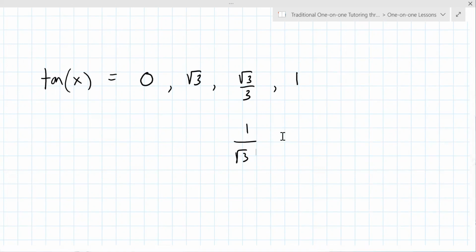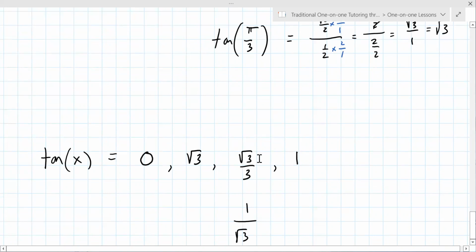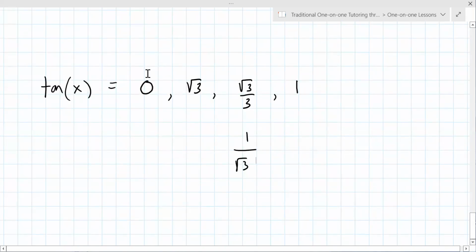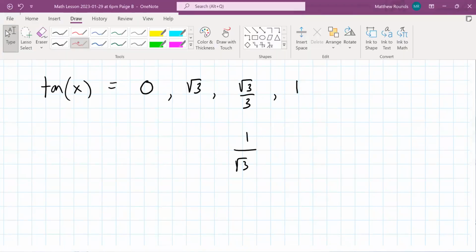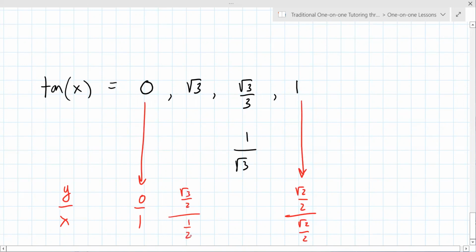And then the square root of 3, that one's not as bad, but it can take on a few forms. In terms of the y and the x, this is where you have to know your y over x relationship. The 0 is really 0 over 1. The 1 is root 2 over 2 over root 2 over 2. The square root of 3 is the square root of 3 over 2 over the 1/2. The root 3 over 3, or the 1 over root 3, is the 1/2 over root 3 over 2.